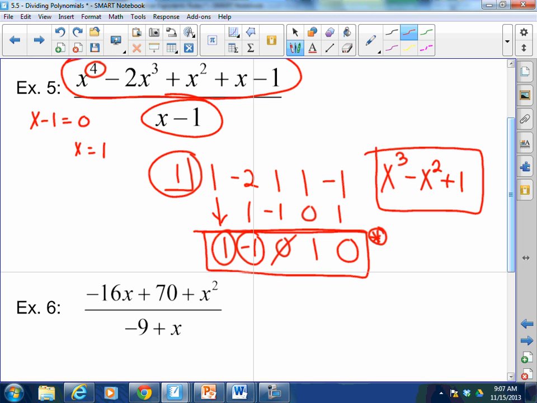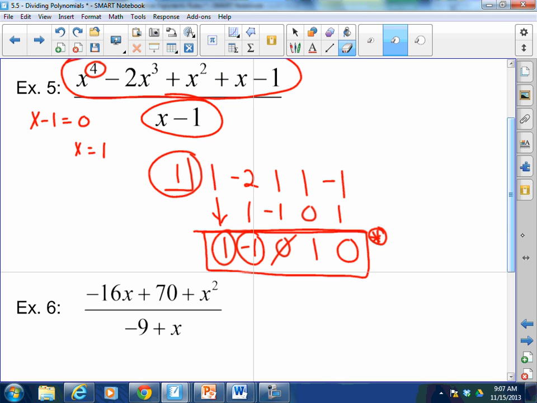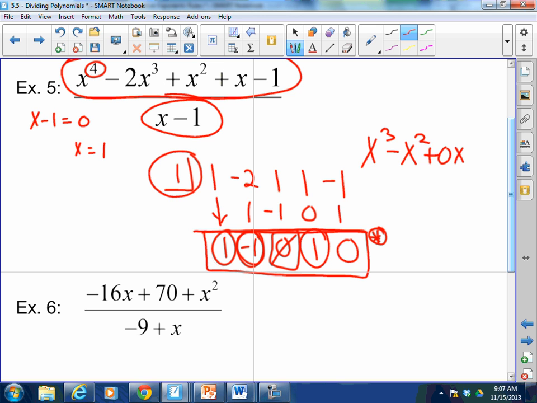I'm sorry? Why would it be plus x? No. Let's go again. Thank you. I won't skip the step. Look, this is x cubed, right? Minus x squared. That's a 0. So you want plus 0x plus 1, and this is the remainder, which is 0. So I can rewrite that as x cubed minus x squared plus 1.